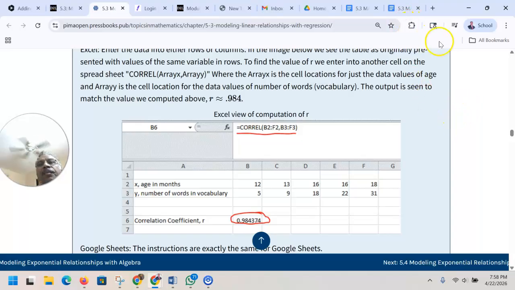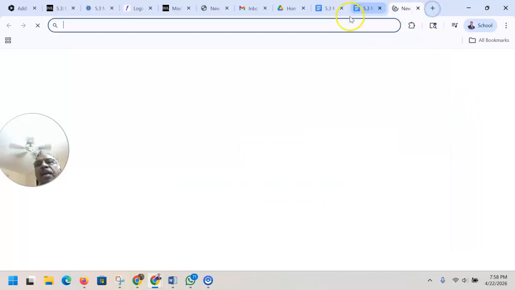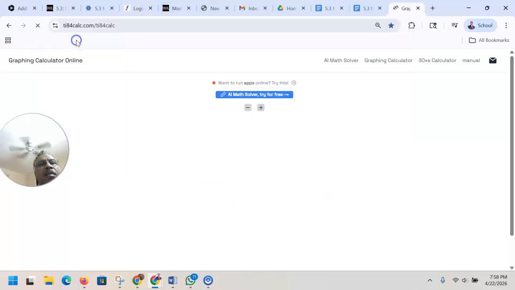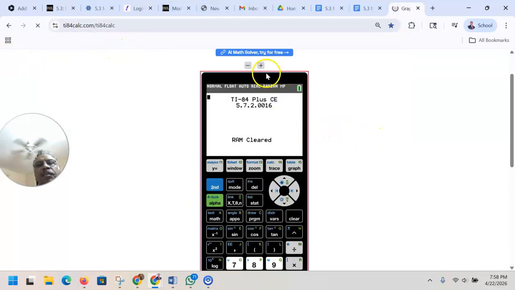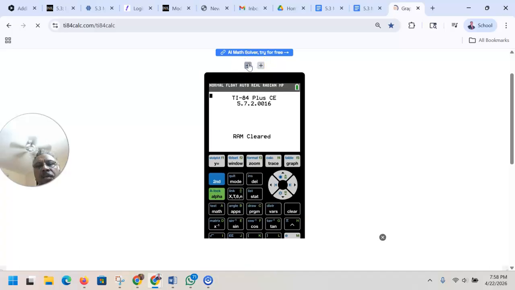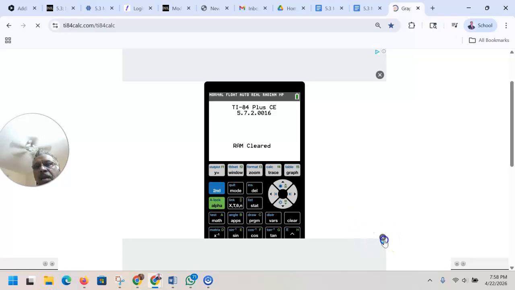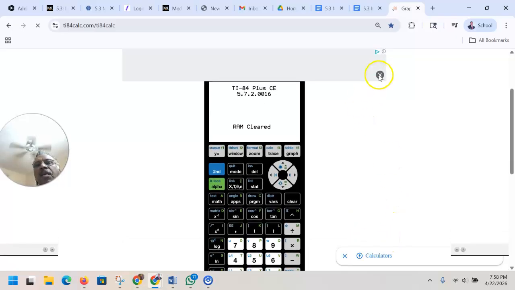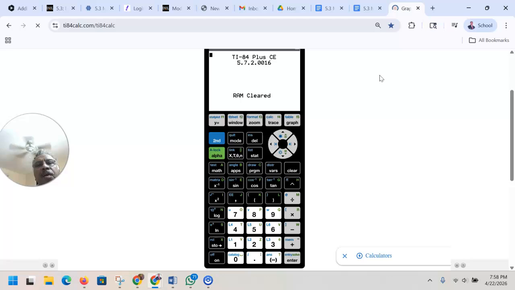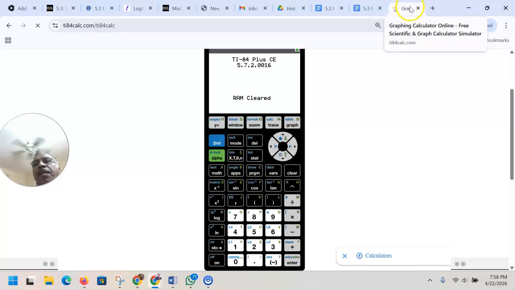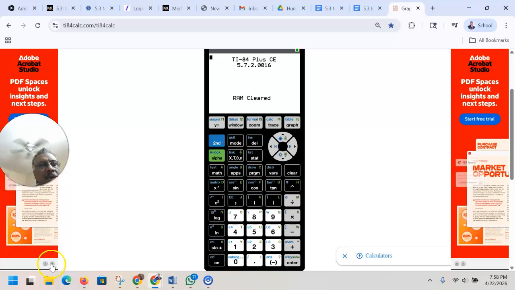Okay, so let me see if I can pull out the TI calculator and put those values in. This will help those of you who missed the class. You have to know this. So I have the whole calculator in front of me, and I'm going to put those values in.